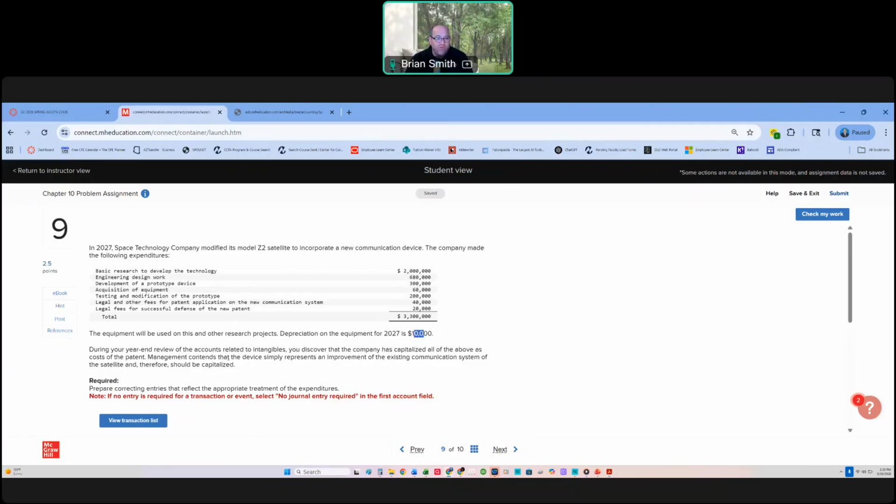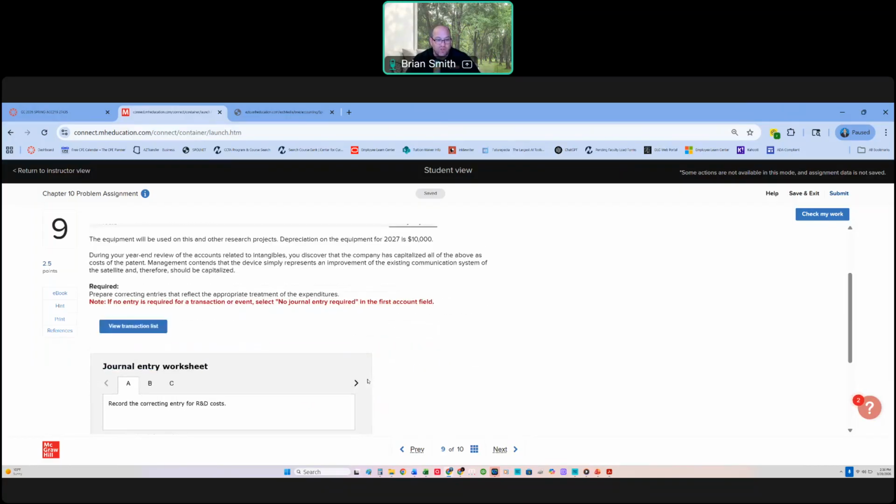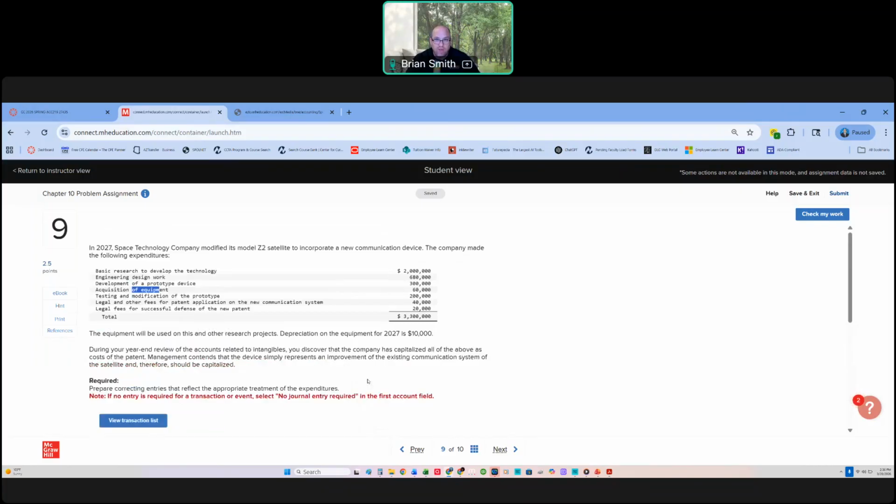During the year-end review of accounts related to intangibles, you discover that the company has capitalized all of the above as costs of the patent. Can't do the acquisition of the equipment. Management contends that the device simply represents an improvement of the existing communication system and satellite and therefore should be capitalized. Prepare correcting entries that reflect the appropriate treatment of the expenditures. If there is no journal entry, make that happen.